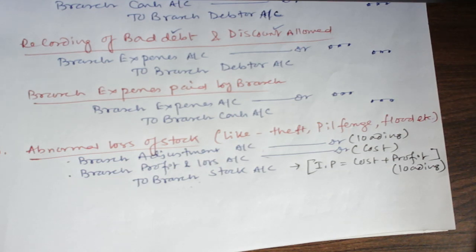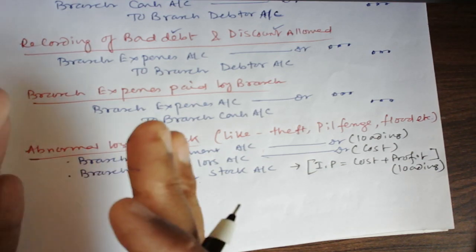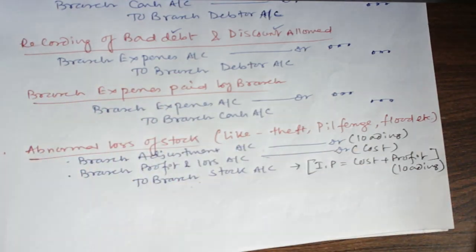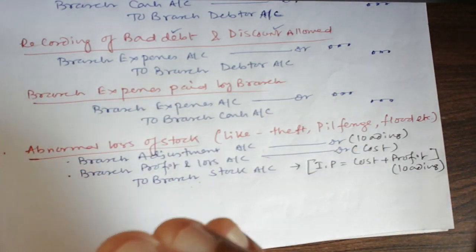Do you know why? Because in the branch adjustment account, we record all the loadings, all the profit related entries. And in the branch stock, we are recording all the invoice price entries. So first of all, we record all the invoice price related entries in the branch stock, and then we are going to unload the profit.